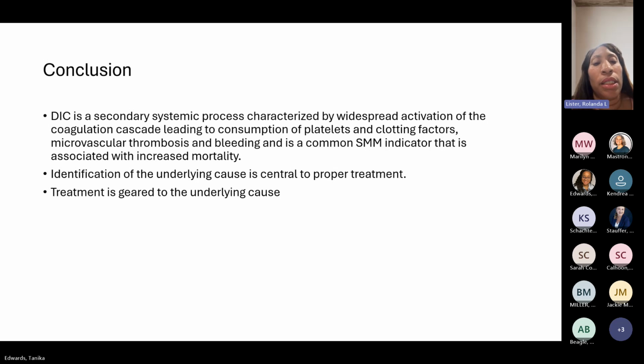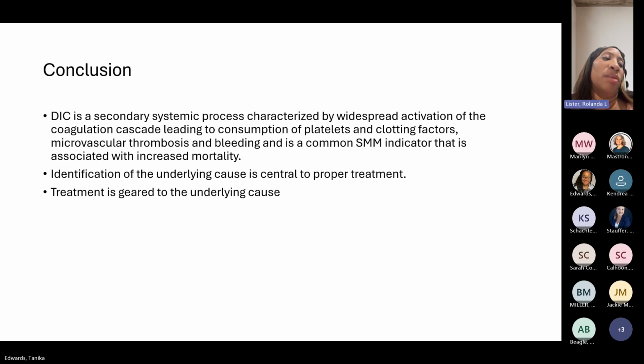So, just to conclude, DIC is really a secondary systemic process characterized by widespread activation of the coagulation cascade, leading to consumption of platelets and clotting factors. This ultimately leads to microvascular thrombosis, and then paradoxically bleeding in other areas. It's a common SMM indicator and associated with increased mortality. The main thing is really identifying the underlying cause that's causing the DIC, and then treating that. That's central to the proper management.